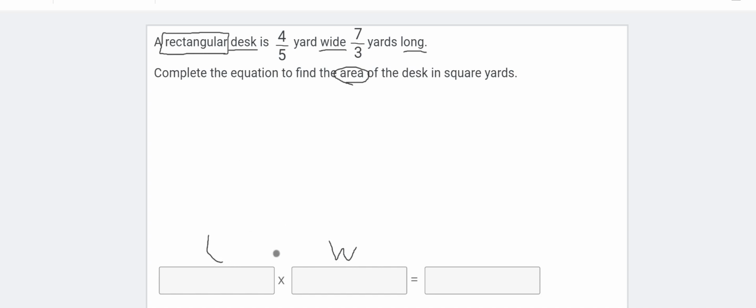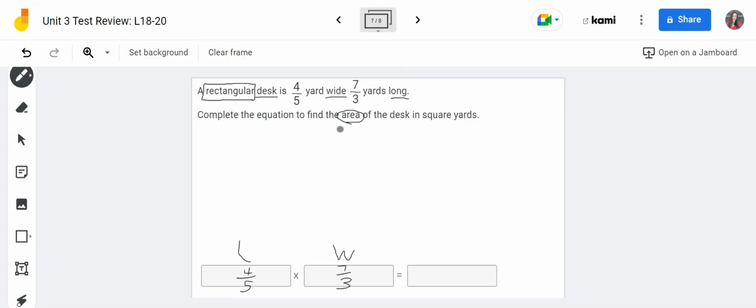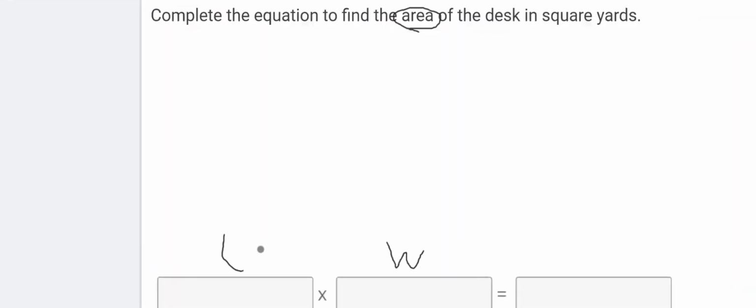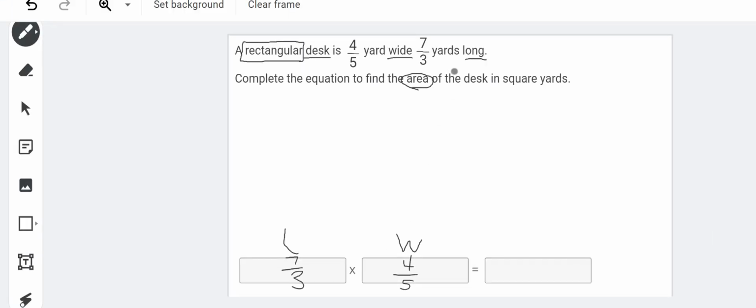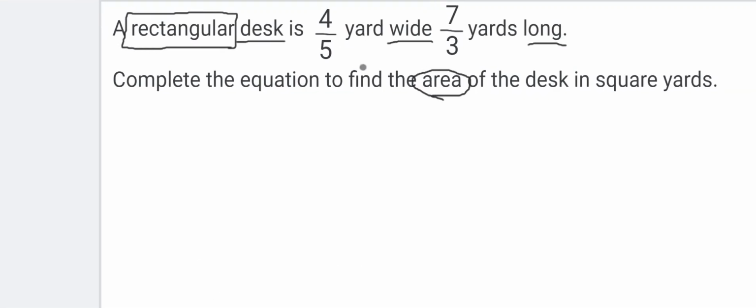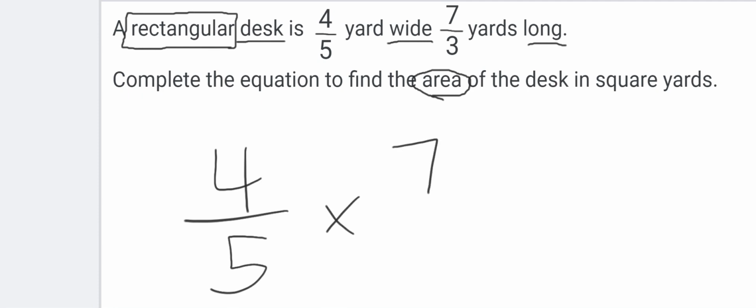So I know that I want to put right here 4/5, and I'm going to times it by the width, which is 7/3. Or actually, I want to go back because I notice here that the length is 7/3 and the width is 4/5. Of course, I know that when I multiply, it does not matter what order I put the numbers. So I'm going to put the first number I see, 4/5, and I'm just going to times it by 7/3.